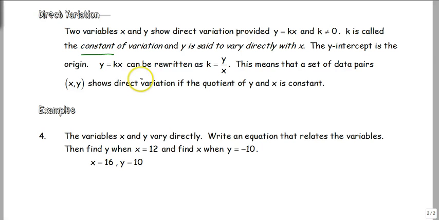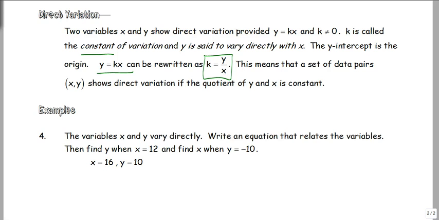So you can write it, and the y-intercept is always at the origin. So that's the big difference. It's basically slope-intercept form with your intercept at 0. So y equals kx can also be rewritten as k equals y over x. And this is important because if we have points, we can always see if this k value is constant. This formula here will tell you if you have direct variation.